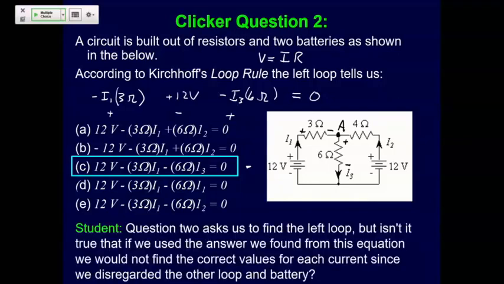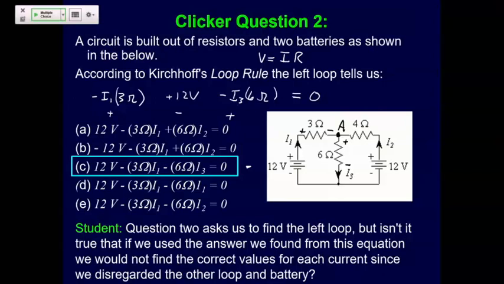So question two asks us to find the left loop. But isn't it true that if we use the answer we found from this equation, we would not find the correct values for each current since we disregarded the other loop and battery? So that's a really great question. One thing that's really nice, and sometimes this can really help you out, is you don't need all the loops to get all the information you need.